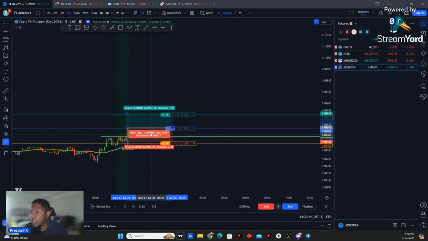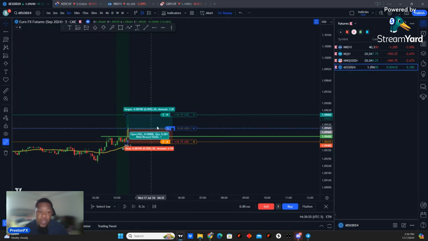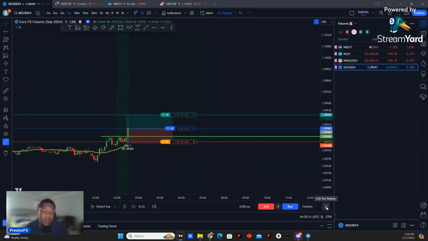Let me see why this is going up. Boom. I don't know why. But you can see right here, one contract on a 20 move. Pretty simple, pretty easy. You can have a $1,000 account to make this move, a $2,000 account to make this move.